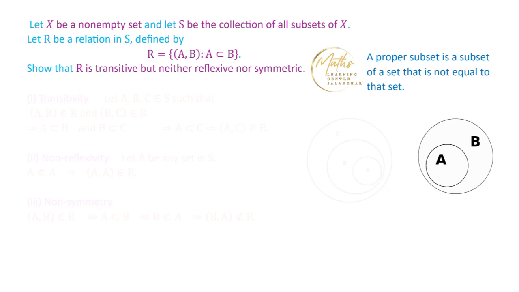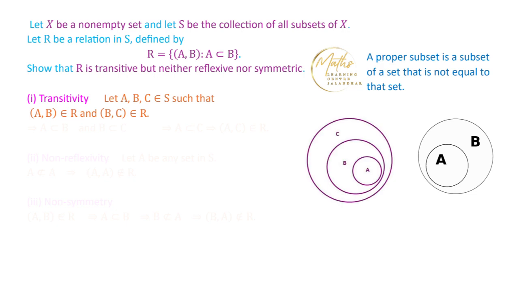So first of all, we are going to prove that it is transitive. We are saying let A, B, C belong to S, that is this collection of all subsets of this set X. And we are saying A and B are related by this relation, that is A is a subset of B, and we are saying B is a subset of C. So we can look at this situation in this way. We are saying A is a subset of B and B is a subset of C. So it is clear over here from this figure that A will be a subset of C.